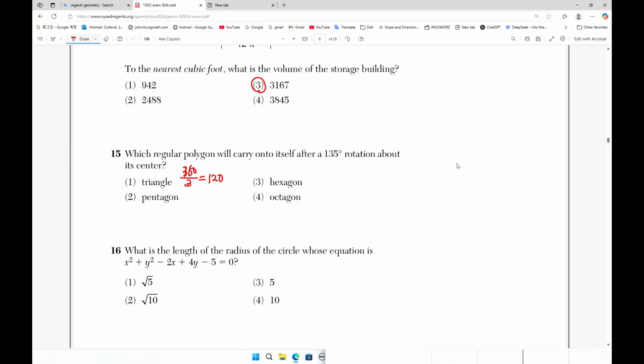Now let's try the pentagon. Pentagon is what? 360 divided by 5 equals 72 degrees. 135 is not a multiple of 72. Okay, let me try the octagon. 360 over 8 equals 45 degrees. That's the smallest rotation angle. It takes 3 times, but it still carries onto itself, okay? 60 is not working, okay? 135 is not a multiple of 60 degrees.